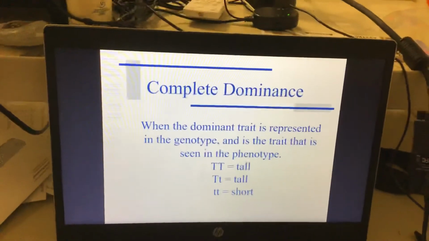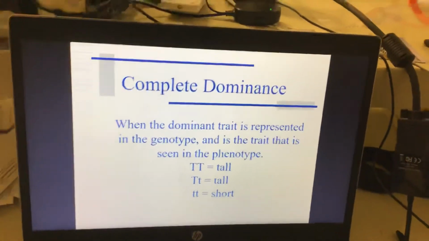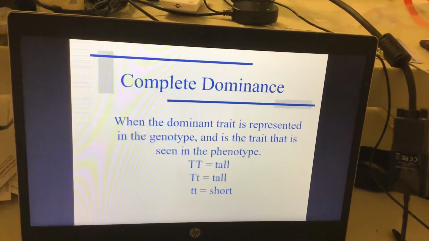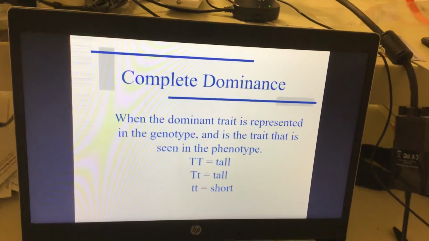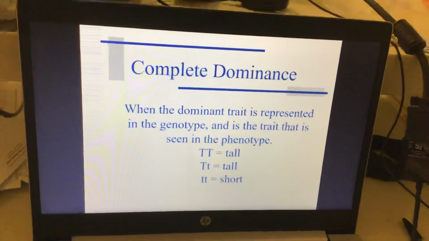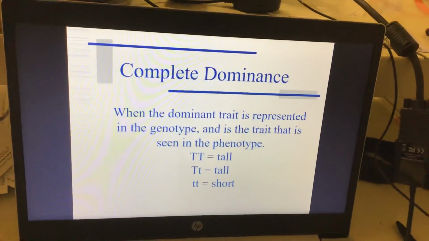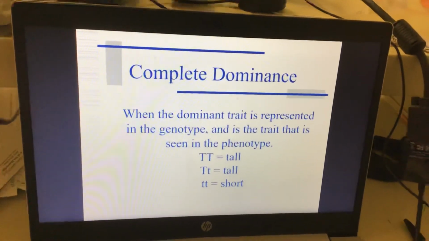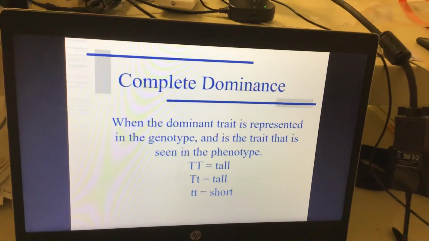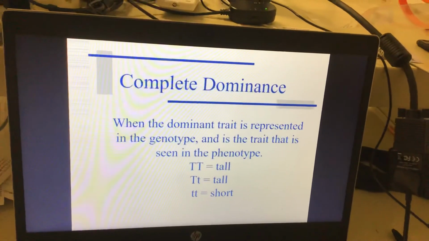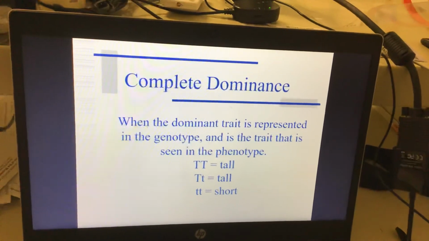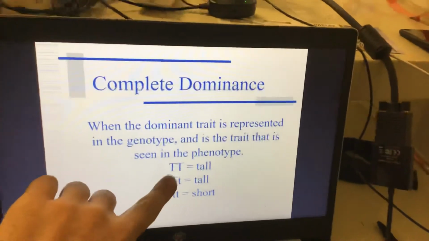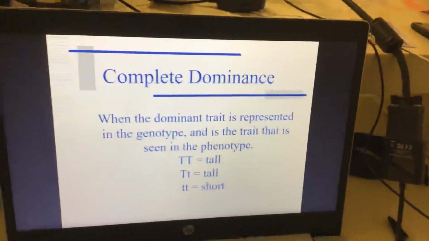This is called complete dominance. Take a moment and write this down, please. Complete dominance: when the dominant trait is represented in the genotype and is the trait that is seen in the phenotype. So basically, what this means is that one is going to show completely and one is not. In this instance here, the big T for tall is going to show and the little t for short is not going to show. It's going to be there, but it's not going to show. So when these go head to head, the big T always wins. The big brother always wins.